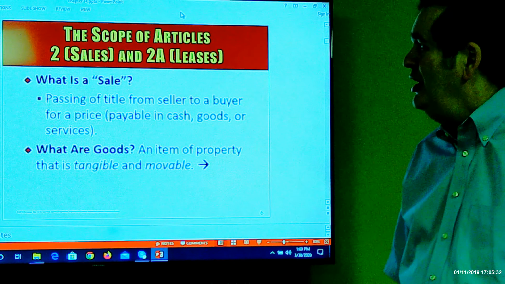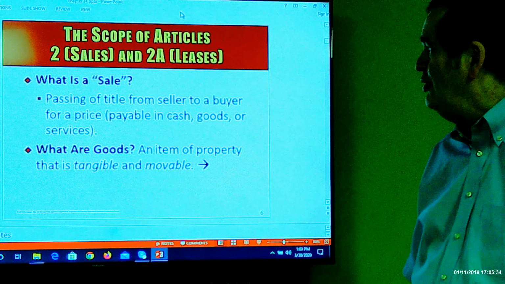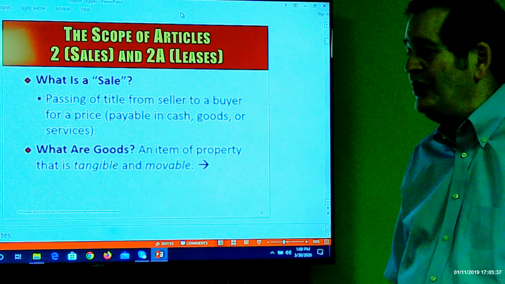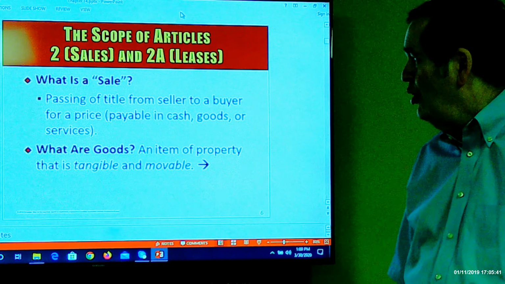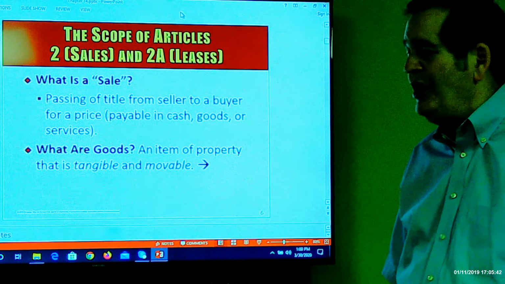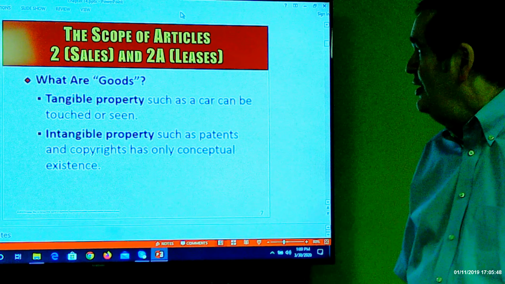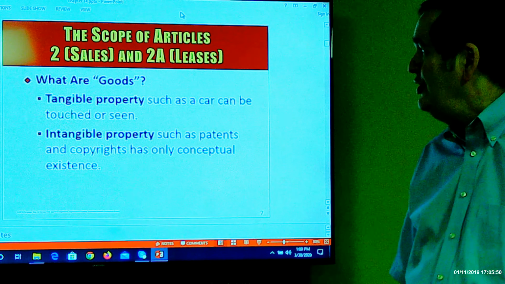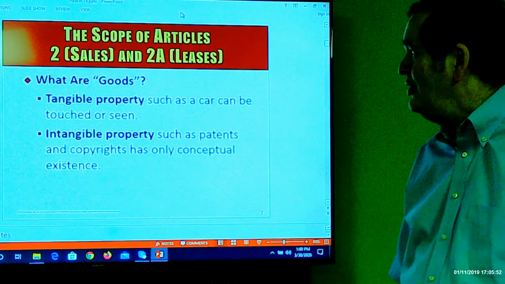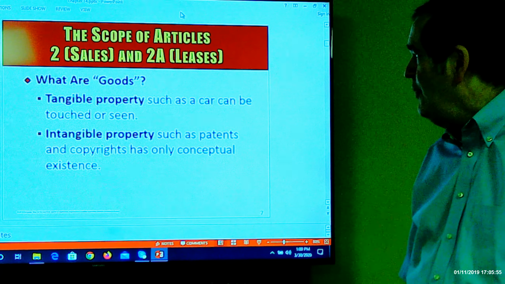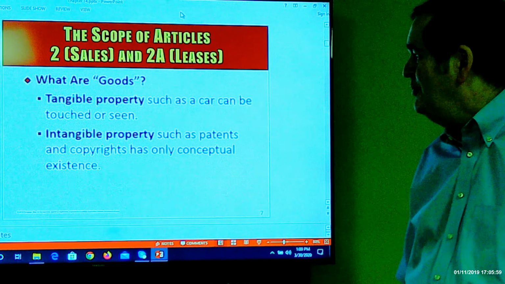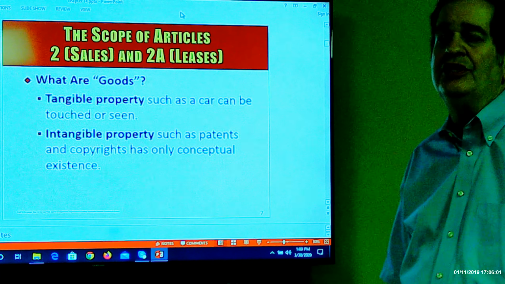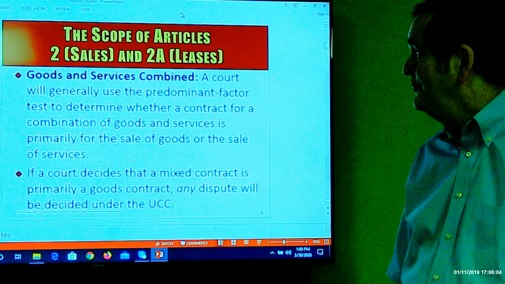What's a sale? A sale is the passing of title from one seller to a buyer for a price. It can be payable in cash, goods, or services. What are goods? It's an item of property that is tangible and movable. Tangible property is things like a car, things that can be touched or seen. Intangible property is things like patents and copyrights and stocks and bonds, things that only have a conceptual existence.